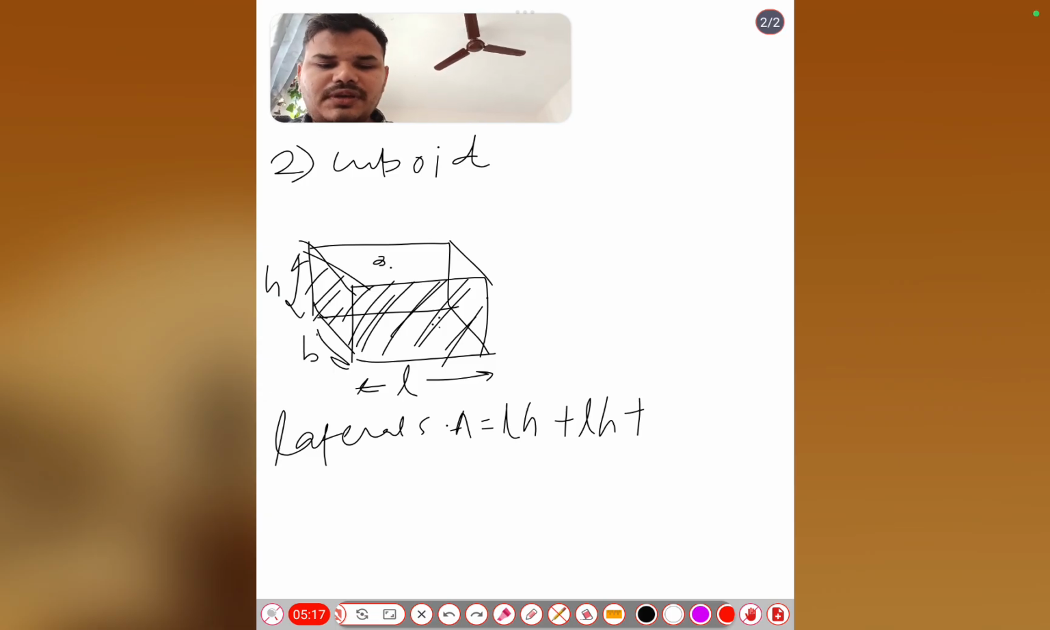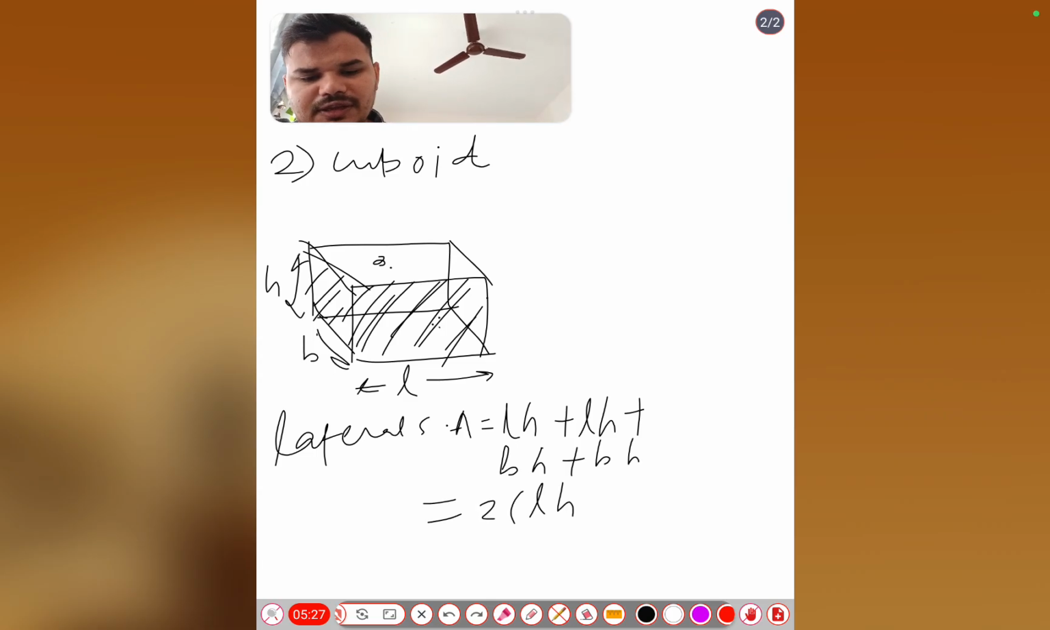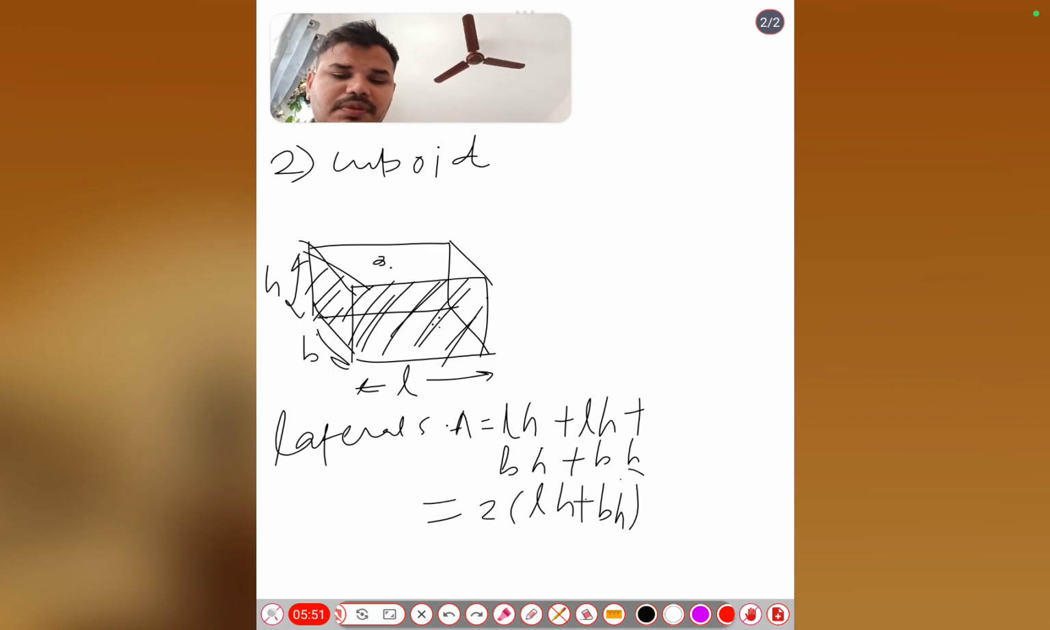Similarly, we have B into H plus B into H for this one and that one. So whenever we solve it, we get twice LH plus twice BH. So we will get the lateral surface area of the cuboid.